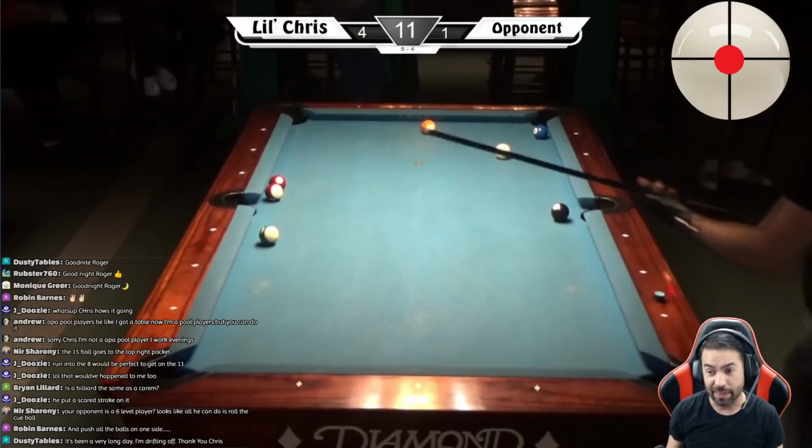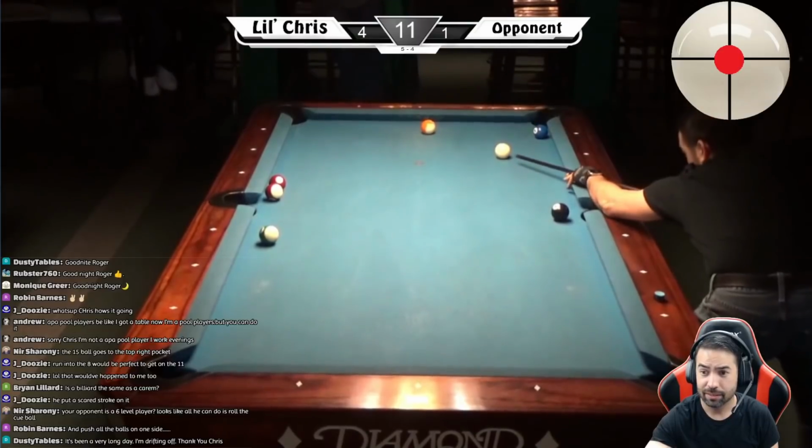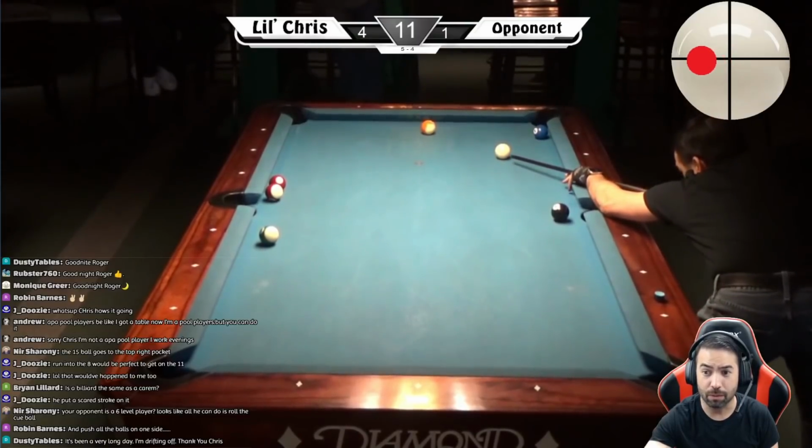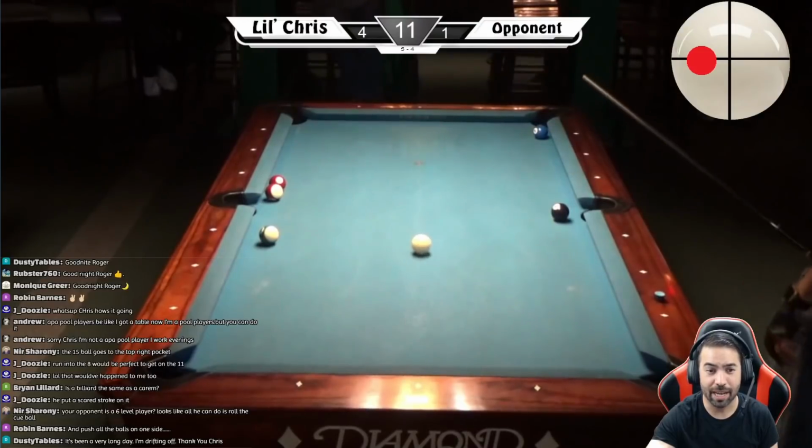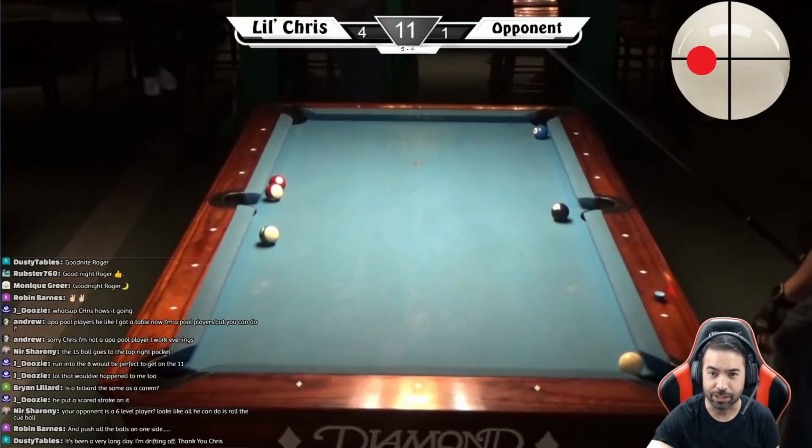And I think I try to break this out. Lots of left spin on the cue ball. Watch the cue ball. Look how much spin I had on that ball. And then I end up scratching too.